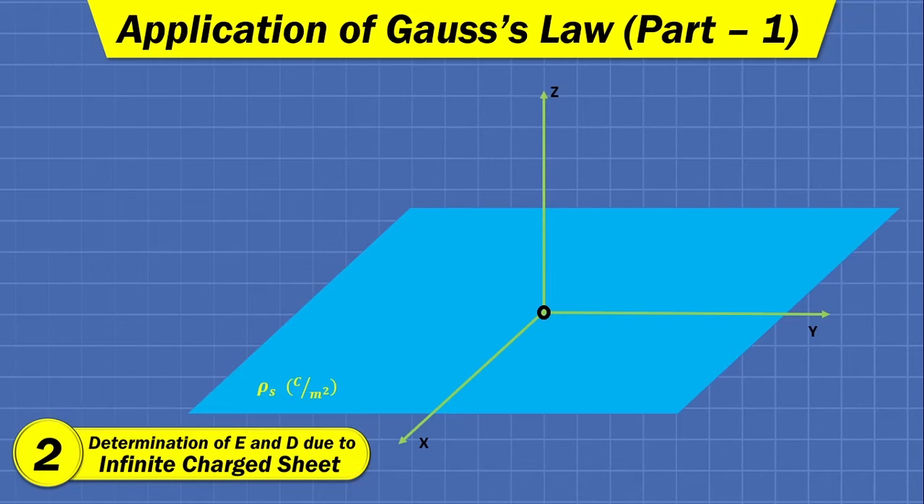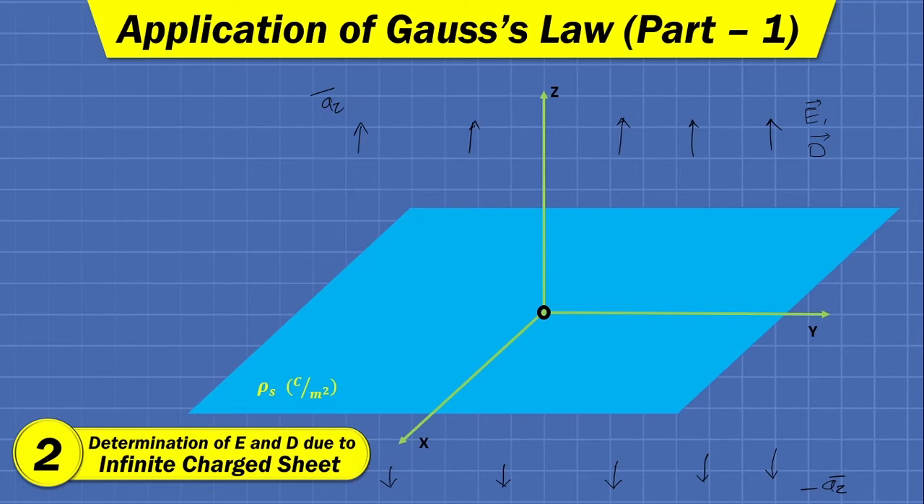So what we will do, we will first determine the direction of D. For this sheet, for the points above the xy plane, the direction of D bar will be a_z bar, and for the points below the xy plane, the direction of D bar, or say E bar, will be negative z, so it will be minus a_z bar. This is the direction of intensity as well as flux density.